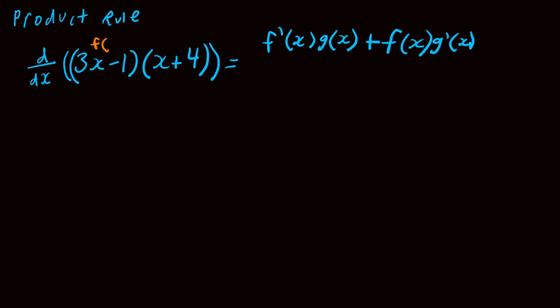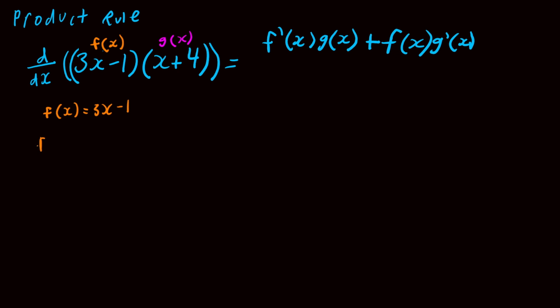So I'll say this first one, 3x minus 1, is f of x. And then this pink one is g of x, x plus 4. Okay, now, first step, f prime of x. That's my formula, right? This prime means the derivative of. So to make this a little bit easier, I'm just going to write these all down nicely so I don't get confused.